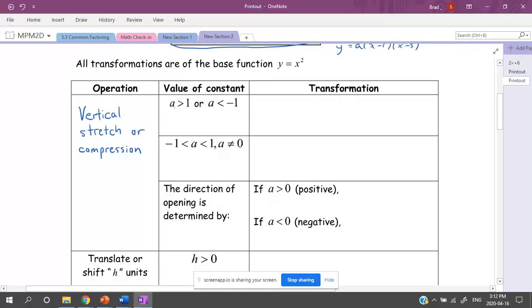So if A is greater than 1, if it's a bigger number than 1, or if it's less than -1, so its absolute value is greater than 1, then what's going to happen is the parabola is vertically stretched. So if you imagine the two sides of a parabola pointing upwards to the sky, it's sort of like they're pointing straight up now. They're being vertically stretched. I'll show you an example of that.